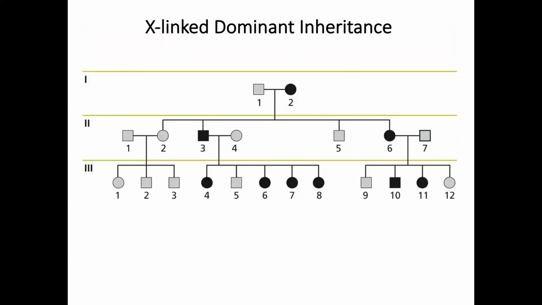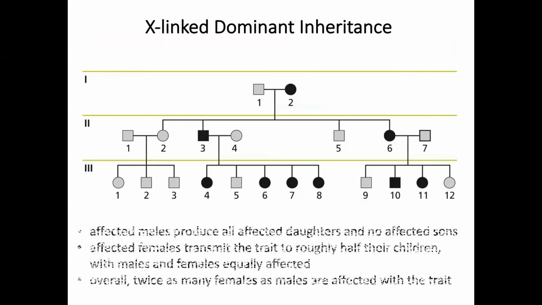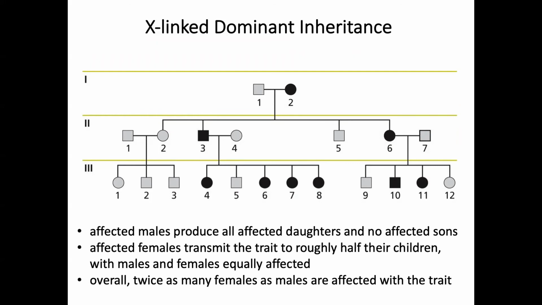This is a pedigree for an X-linked dominant trait. There are several features about this inheritance pattern. Affected males produce all affected daughters and no affected sons. Affected females transmit the trait to roughly half their children, with males and females equally affected. And overall, twice as many females as males are affected with the trait.